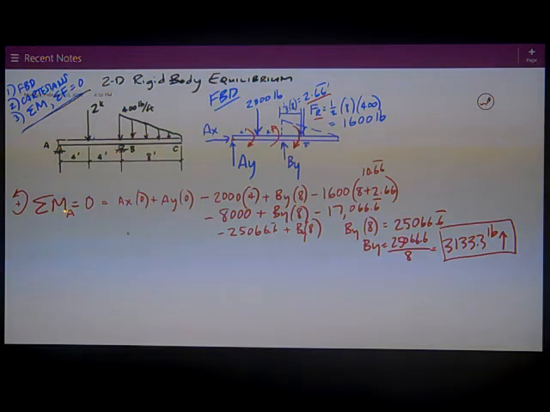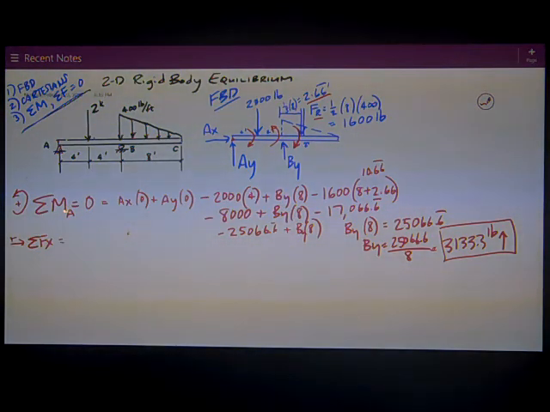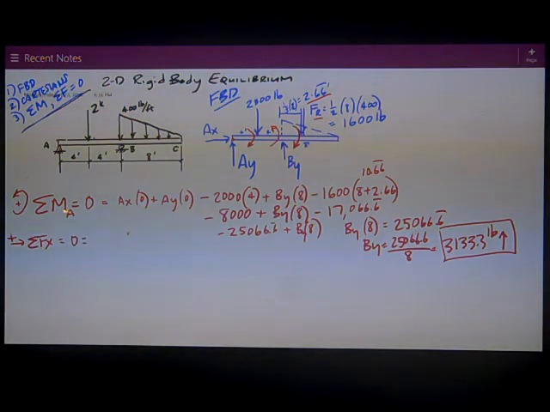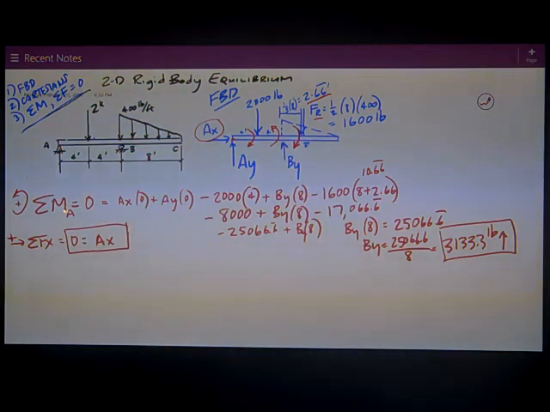Now I'm ready to use my sum of forces to solve for AX and AY. Well, I'll do the easy one first. Sum of forces in the X direction. Positive is to the right. It's equal to 0. Looking at my free body diagram, the only X force I have is that AX. Everything else is a Y force, so AX has got to be equal to 0.